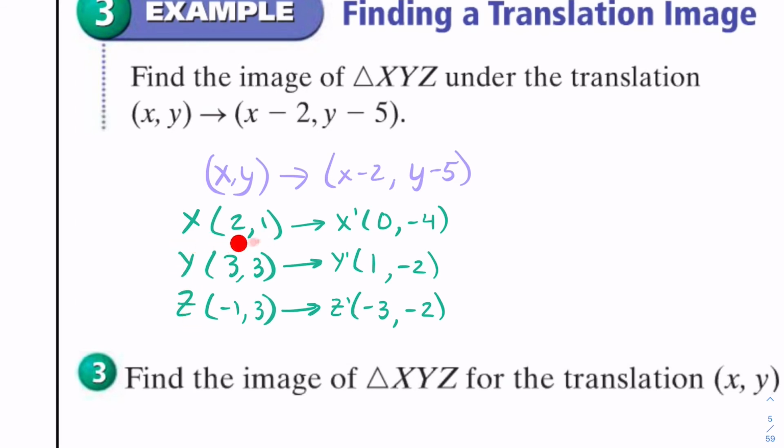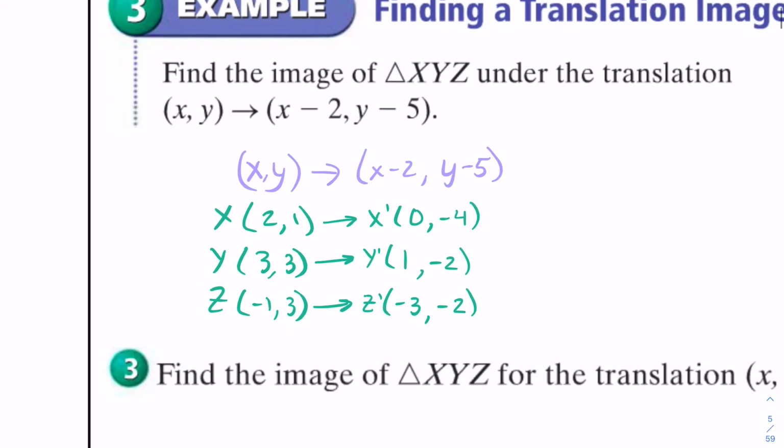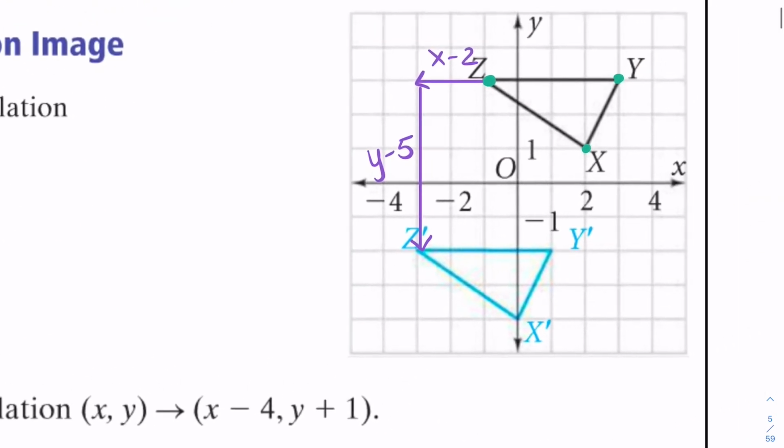So x is at 2, 1, y is at 3, 3, and z is at -1, 3. After we translate it 2 to the left and 5 down, I take 2 from all of these numbers in the x coordinates, and then I take 5 away from all of these in the y. You can pause it and write this down, but this is how I would move this triangle down and to the left. Well, to the left and down.